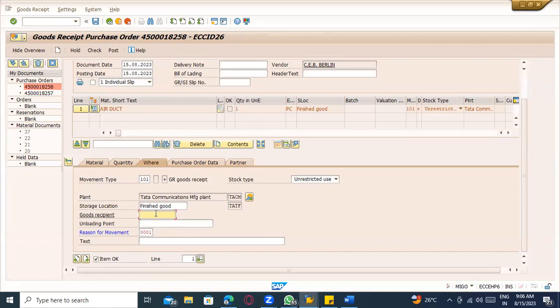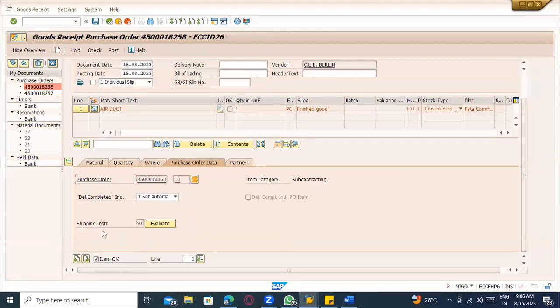Okay. So now the goods shipment, you can enter that, anyone who is there, the unloading point. If you have different unloading points, you can write those unloading points, and any text you want to mention. Okay. So all these things. And here, if you see, shipping instructions.